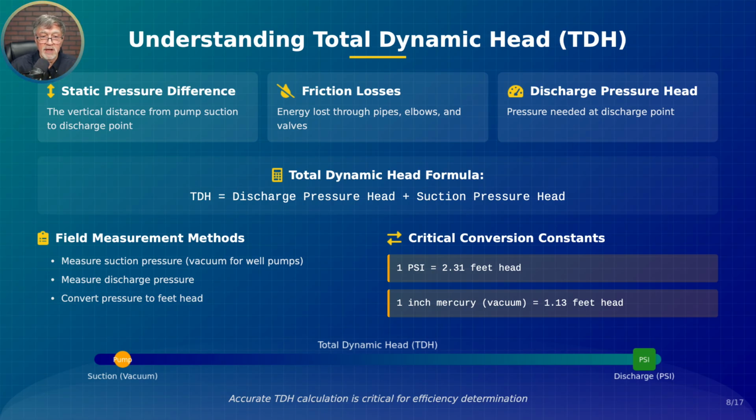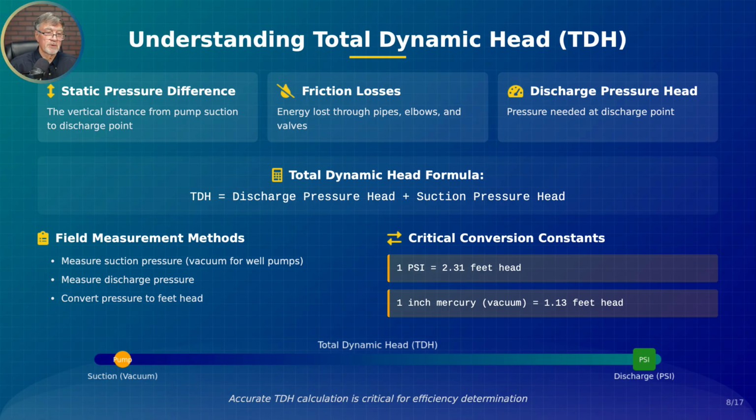All right, so understanding total dynamic head, that is the total head we're looking at. There's a little bit of difference here. It's the static pressure difference, the vertical distance from the pump suction to the discharge point, and it takes into account friction loss through pipes, elbows, valves, and your discharge pressure head. Pressure is needed at the discharge point.